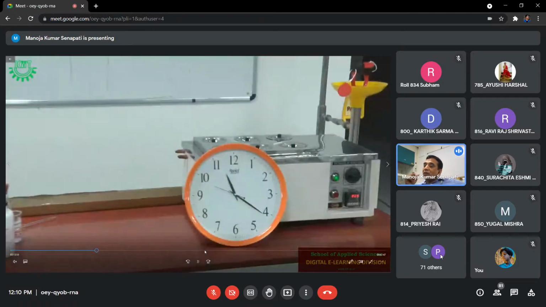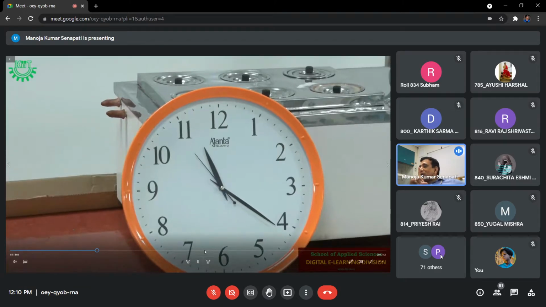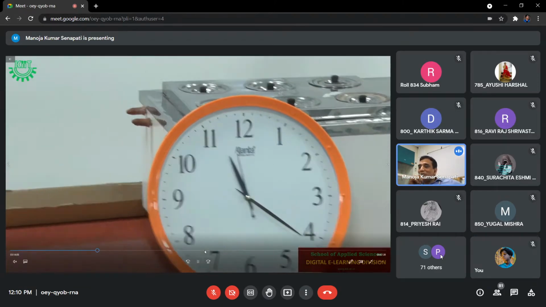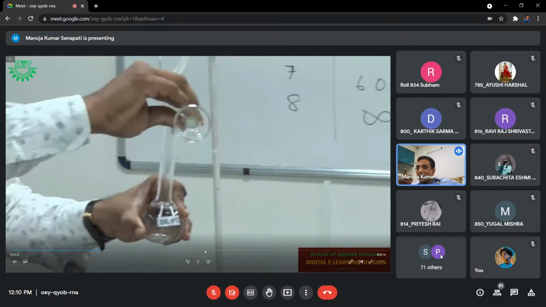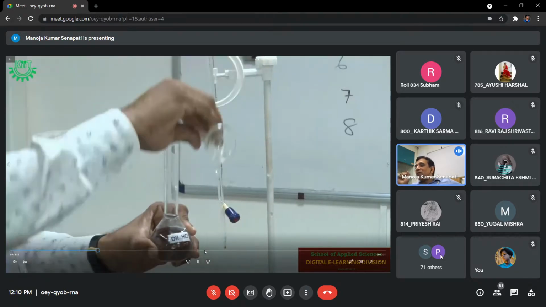So now you check the time. The time is 11:21, exactly at 11:21 on this clock, at which this experiment was being done. At 11:21 I am going to add. So that is the starting time for the hydrolysis reaction.